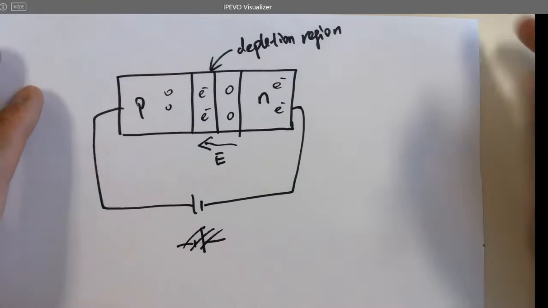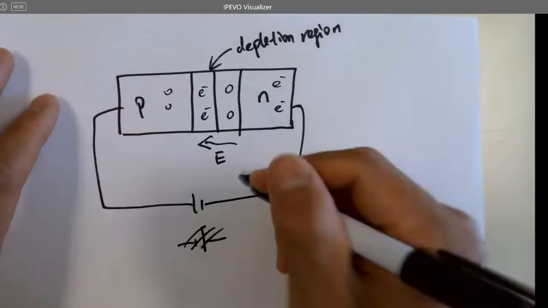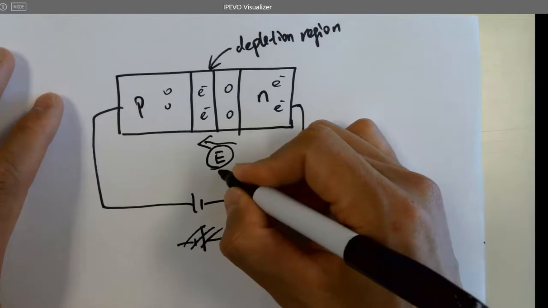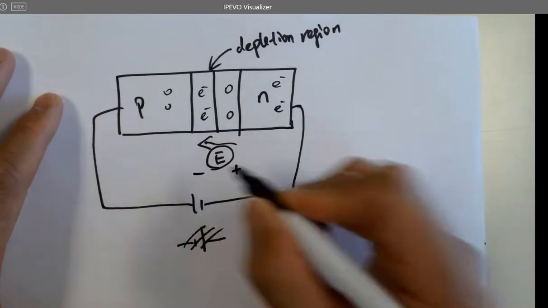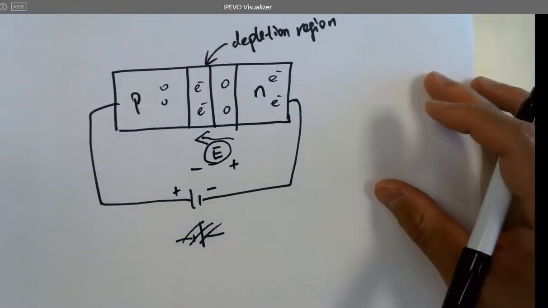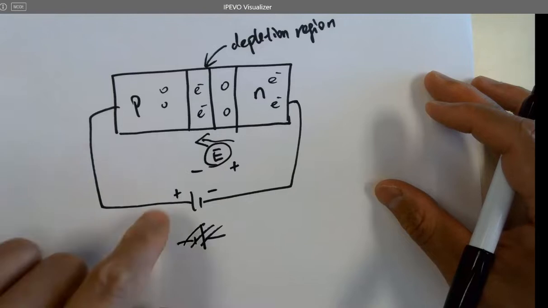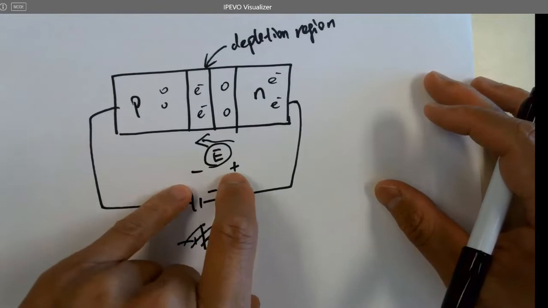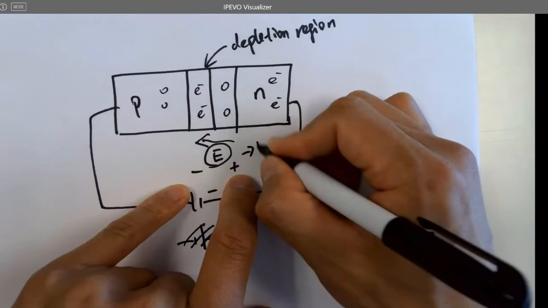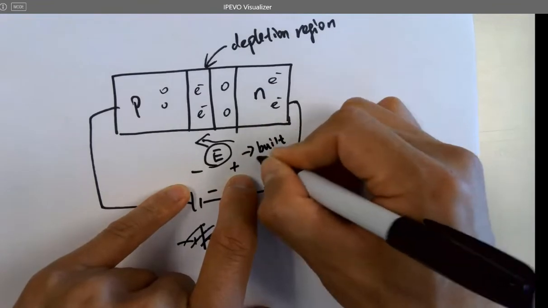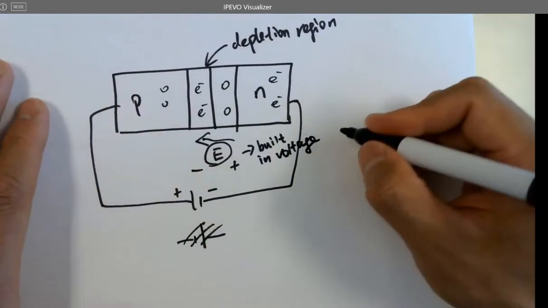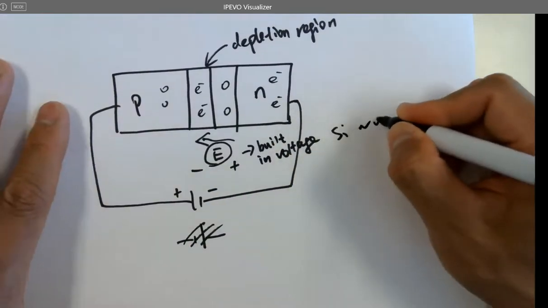And this one also forms a potential barrier, because this is plus minus, right? But this power supply is plus minus in that way. So they are opposite, which means it has to overcome this potential. So the voltage being formed by this electric field is called the built-in voltage. And for a silicon diode, it's usually somewhere around 0.7 volts.